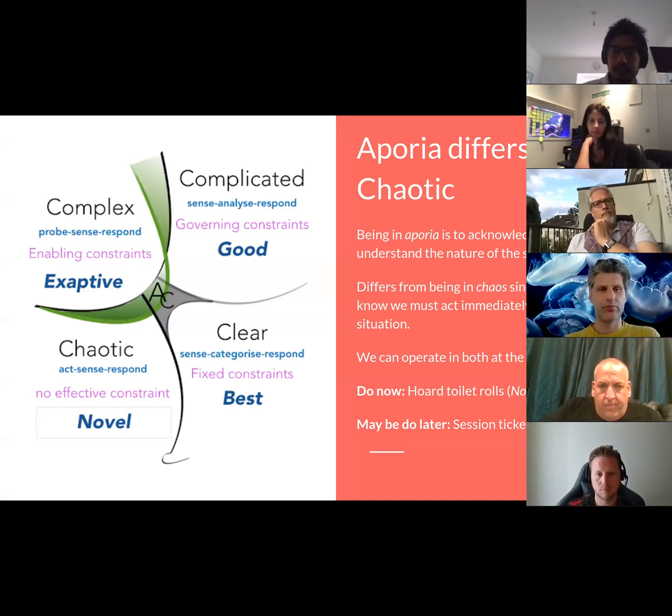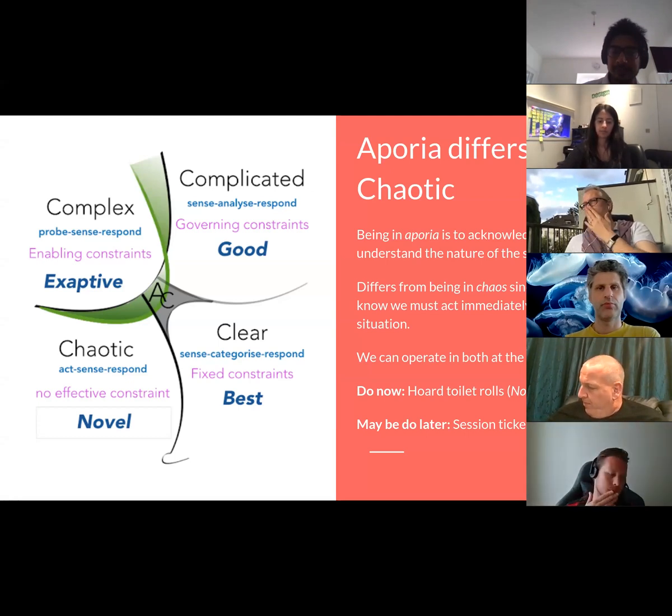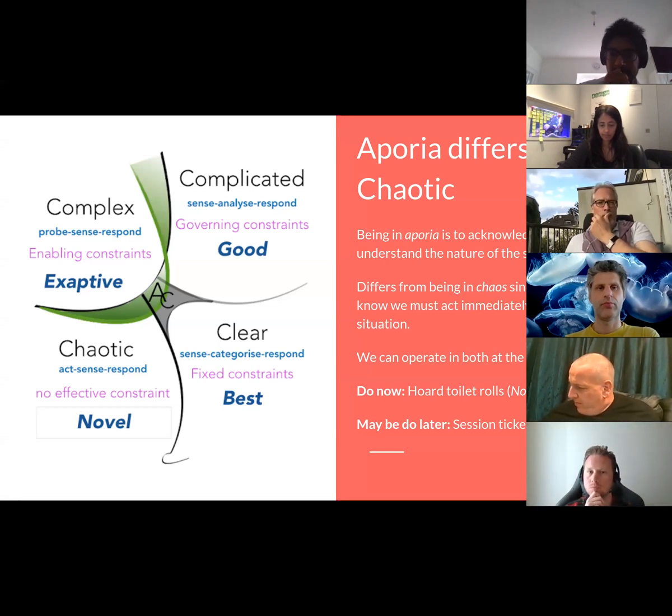Now, this area, aporia, is like a multi-dimensional level, right? It does not obey any simple rule. So technically you can move, and you can be in aporia and chaotic at the same time, and you probably don't know at the beginning.